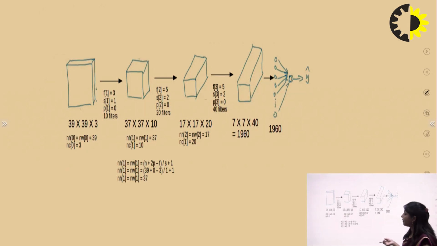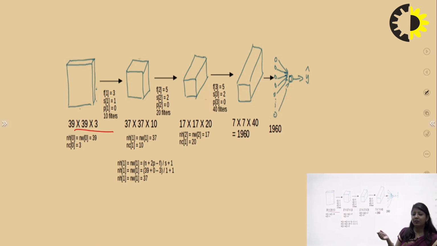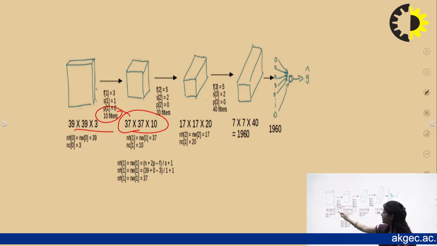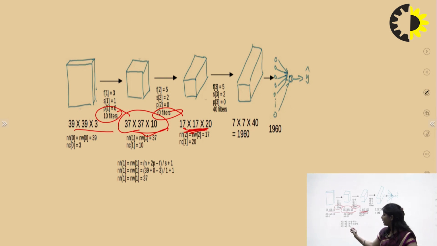This is an example of size. The original size is 39 by 39 by 3, because we are using the RGB channels, so we have 3 channels, red, green and blue, and here we apply 10 filters. After applying 10 filters, or convolution, we get this size. Then we apply 20 filters. The size is reduced because we have applied the filter and the pooling layer. So this is the calculation of size: n plus 2p minus f, upon s, plus 1.